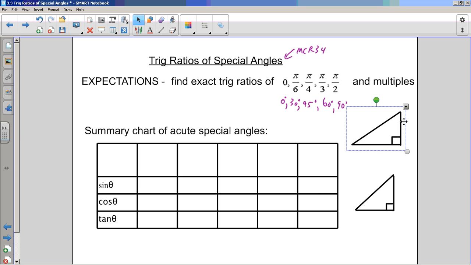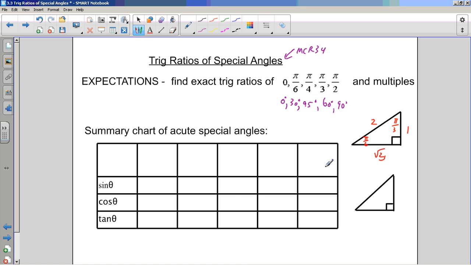Probably where they came from in grade 11 was from these special triangles, right? This is what we would think of in grade 11 as a 30, 60, 90 triangle, right? And then you had to remember the sides. This is 2 and 1 and the square root of 3. And this is true this year too, except this isn't the case anymore. We're not talking degrees, we're talking radians. So this is pi over 6, and this is pi over 3.